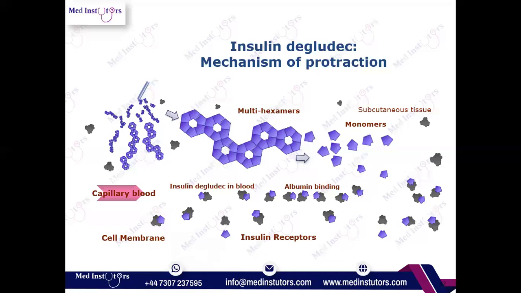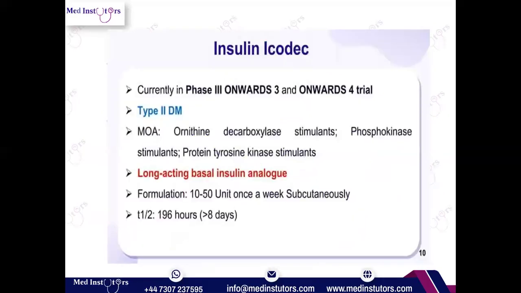So you can see here, when the insulin degludec is injected into the subcutaneous tissue, it forms the multi-hexamers inside the subcutaneous tissue, and later on it is released into the capillary blood, where it binds to the albumin, and later reaches the insulin receptors. It is released from the albumin, and the action happens. So that is the insulin degludec.